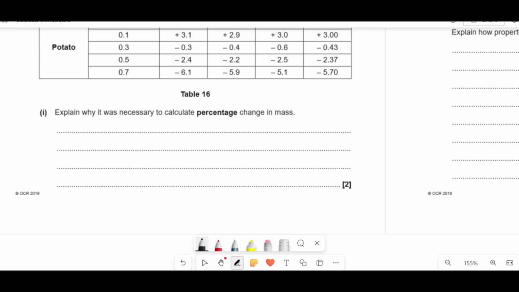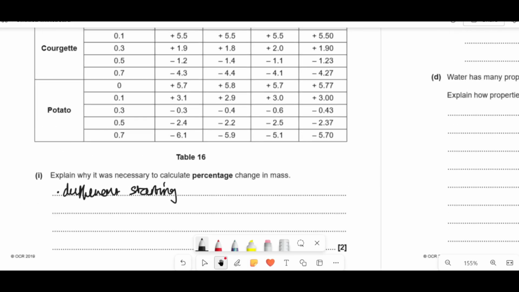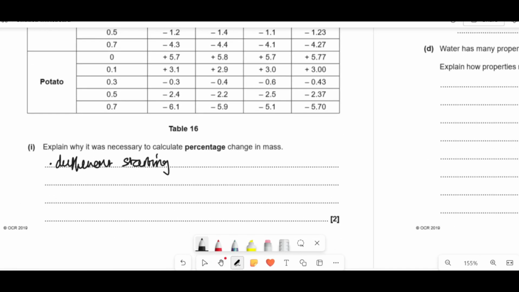So now it says, why was it necessary to calculate the percentage change? Right, you can't just say to allow comparison. That doesn't really help. The reason we're doing percentage change is because they're going to have different starting masses. Because think about it, potatoes are a bit more dense than, I don't know, courgettes, I think. So they're going to have different starting masses. But that means using a percentage allows comparison. You need to say why a comparison is allowable or needed. You can't just say to allow comparison. Why? Like, why can't I just use the same normal results? You have to explain that second bit.